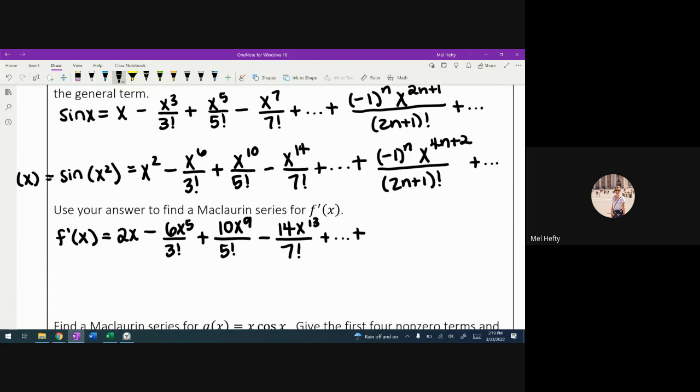Yeah, we have to do the general term too. So is the alternator going to change? Is the denominator going to change? No. Sorry. All right. The x's are going to change.